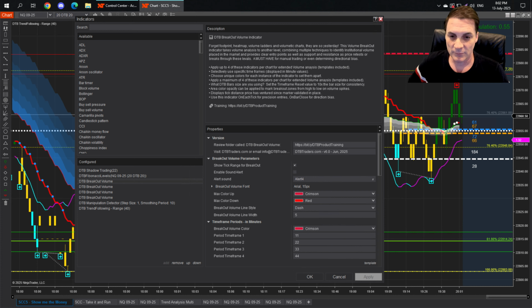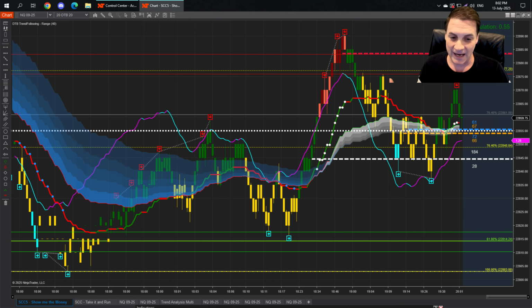This is a very cool example, and I'll just read this one very quickly. DTB breakout volume indicator: forget footprint, heat map, volume ladders, and volumetric charts. They are so yesterday. So I put my little twist in there. This volume breakout indicator takes volume analysis to another level, combining multiple techniques to identify institutional volume placed in the market, and provides clear entry points as well as support and resistance as price retests or breaks through these levels. A must-have for manual trading or even determining directional bias.